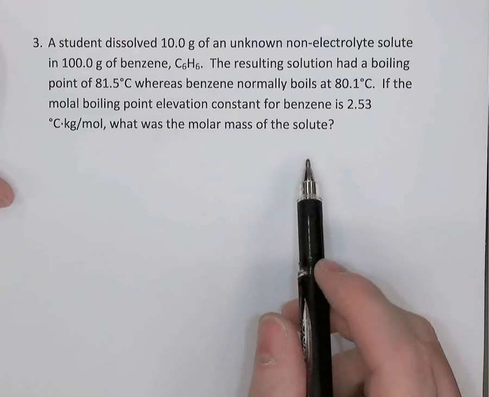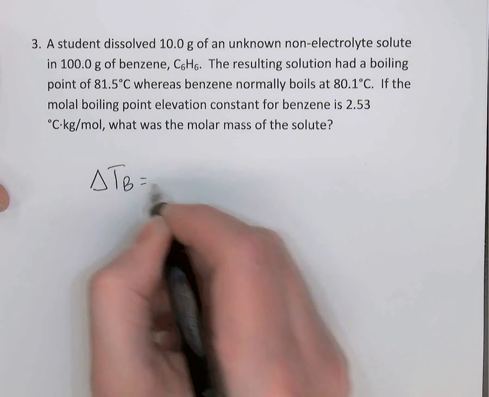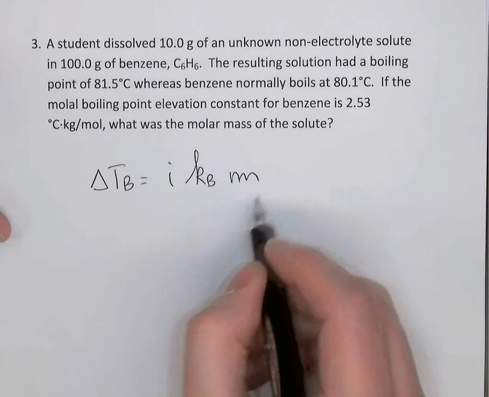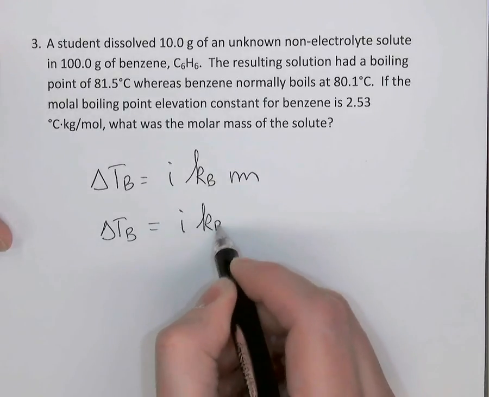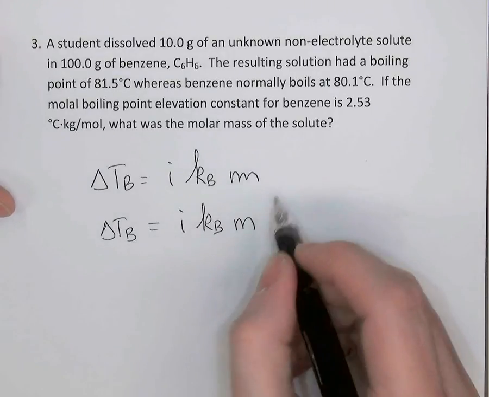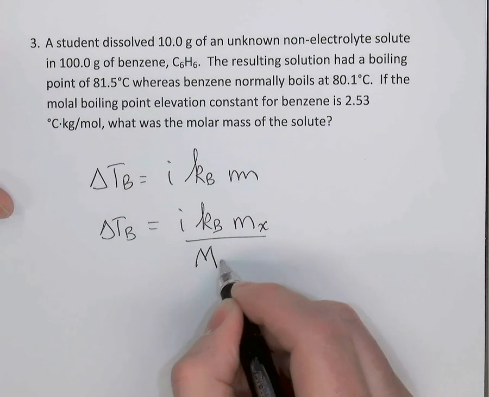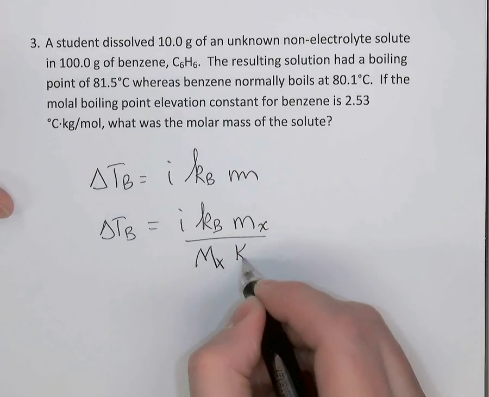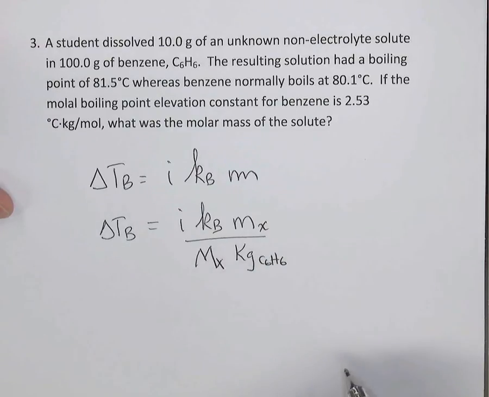So I hope you can understand this is a boiling point elevation question, so delta TB is equal to I KB times molality. And let's again explode that molality, so delta TB is I KB moles, which is mass over molar mass. So mass of our solute, which we don't know, it's an unknown, so I'll just say mass of X over molar mass of X. Mass over molar mass is the moles of the unknown solute, and then divide that by the kilograms of solvent, which in this case is the benzene C6H6.